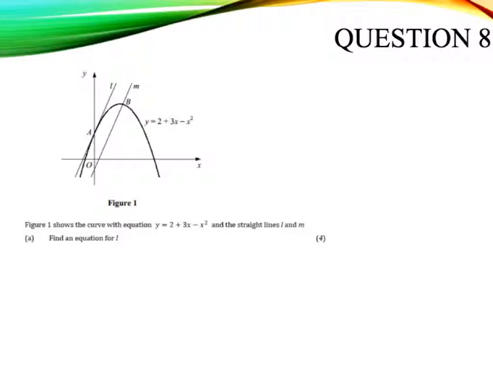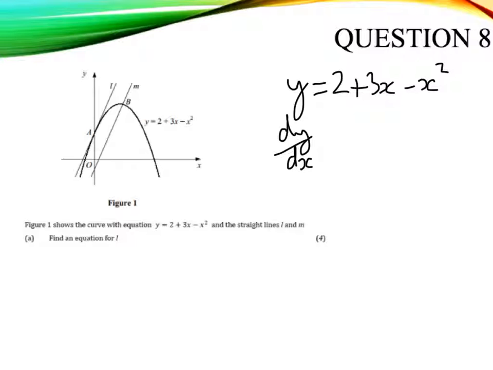Well, thinking about what we know, a tangent means that it's got to be something to do with this. How do we find a tangent to a curve? Well, that's when we can differentiate it. So let's take our function, which in this case is y equals 2 plus 3x minus x squared, and find dy by dx. So this is the gradient function. That's going to give us 3 minus 2x. So my gradient function at any point of this curve is 3 minus 2x.